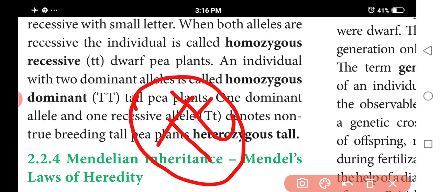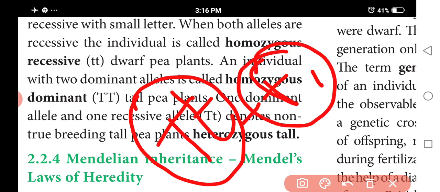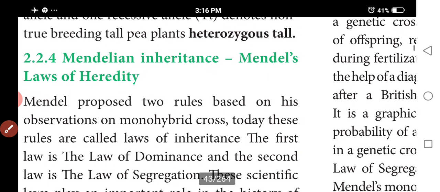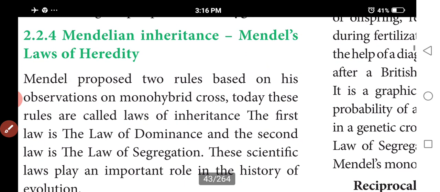So this one is a dominant, this one is a recessive. At the time of this F1 generation, heterozygous tall will be produced. So it is called pure hybrids or F1 generation or heterozygous tall. Do you understand? So that is a very important part.